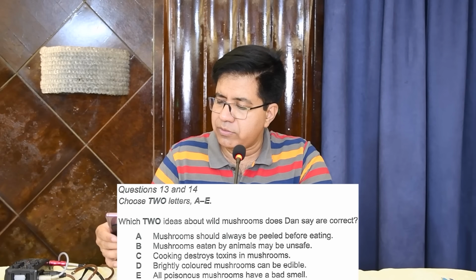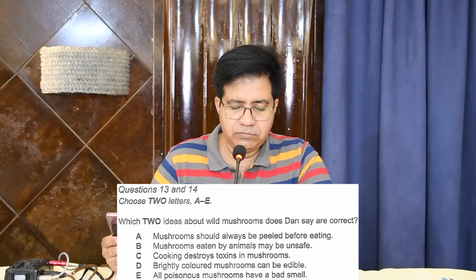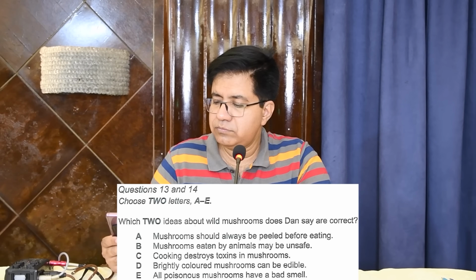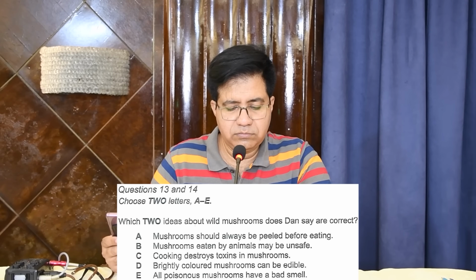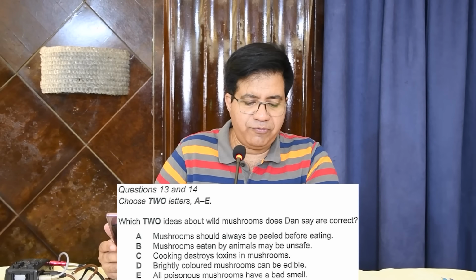There are certain ideas about wild mushrooms that it's important to be aware of. Don't listen to people who tell you that it's only okay to eat mushrooms that are pale or dull. This is completely untrue. Some edible mushrooms are bright red, for example.